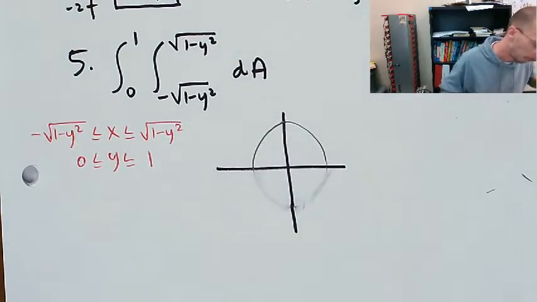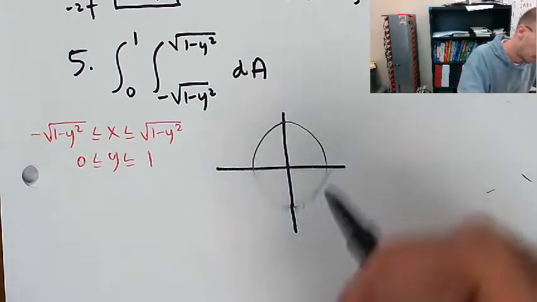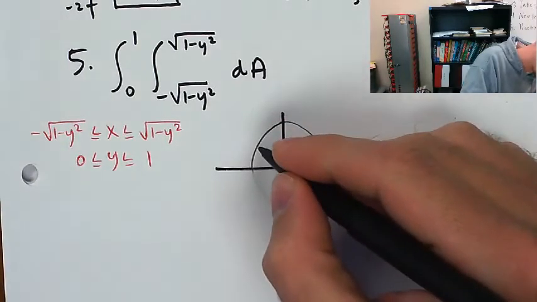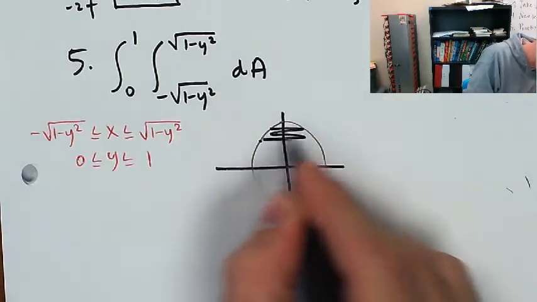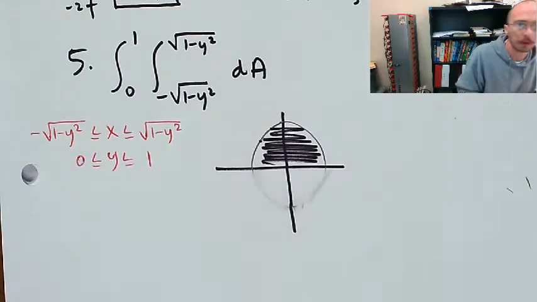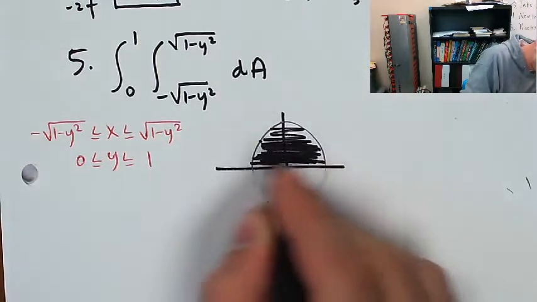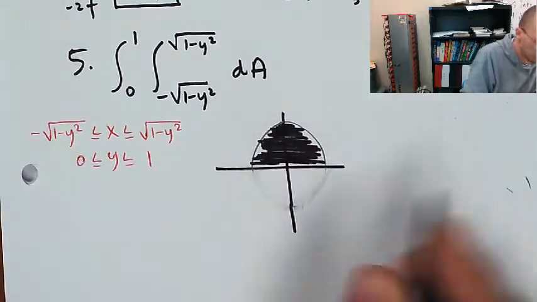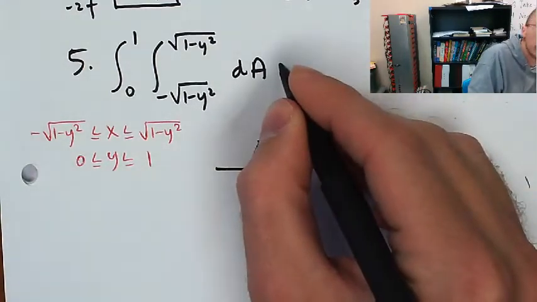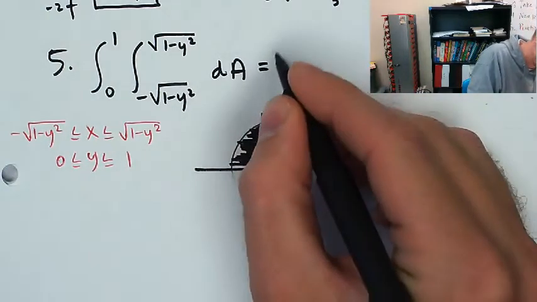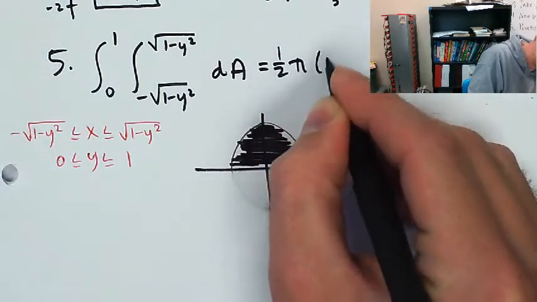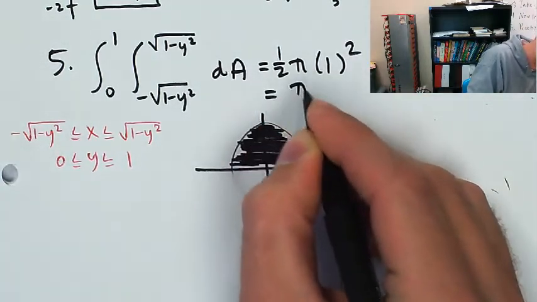Okay, now I've got a semicircle. And, well, I know how to find the area of that. Right, we're going to do that. It's going to be 1. If it's a semicircle, it's going to be half of pi r squared. So that's going to equal 1/2 of pi times 1 squared. That's just pi over 2.